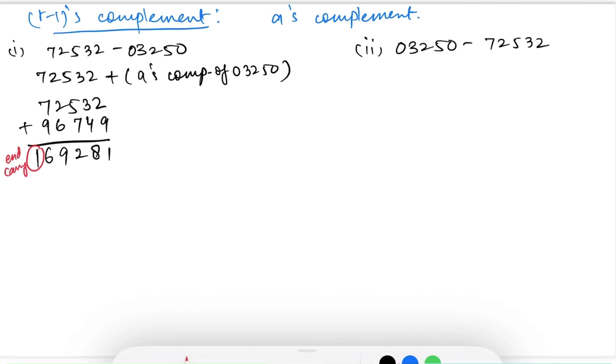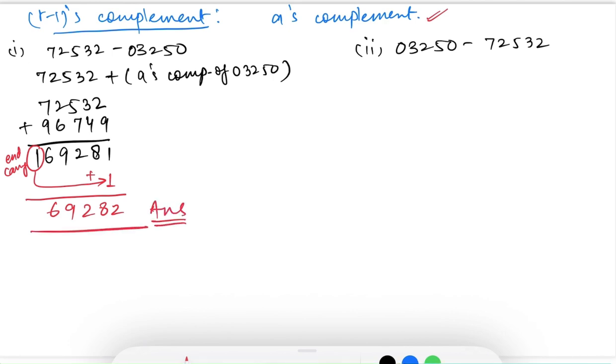Now, the point is, when you are dealing with the R minus 1 complement for subtraction, the end carry must not be discarded, but the end carry must be added to the result. So this end carry will be added to the result, and the result will be 28296. This is the final answer. Got it? When you are dealing with the R minus 1 complement system for subtraction, if an end carry is generated, it tells the result is positive. But the end carry must not be discarded, it must be added to the sum.